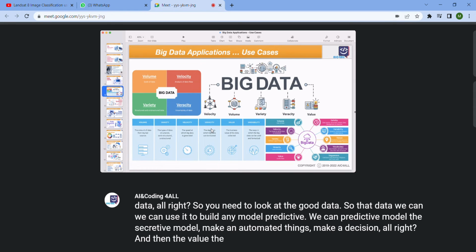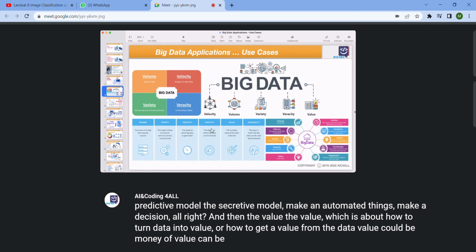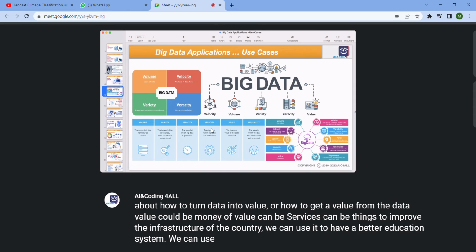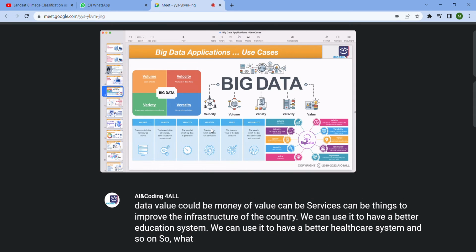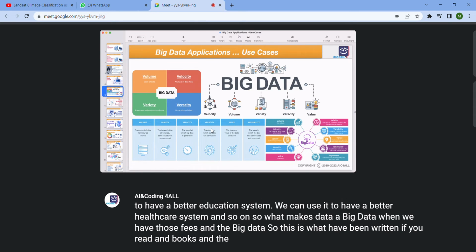All right, and then the value. The value is about how to turn data into value, or how to get value from the data. Value could be money, or value can be services, or things to improve the infrastructure of the country. We can use it to have a better education system. We can use it to have a better healthcare system, and so on. So what makes data big data is having those V's. This is what has been written if you read in books and blogs.